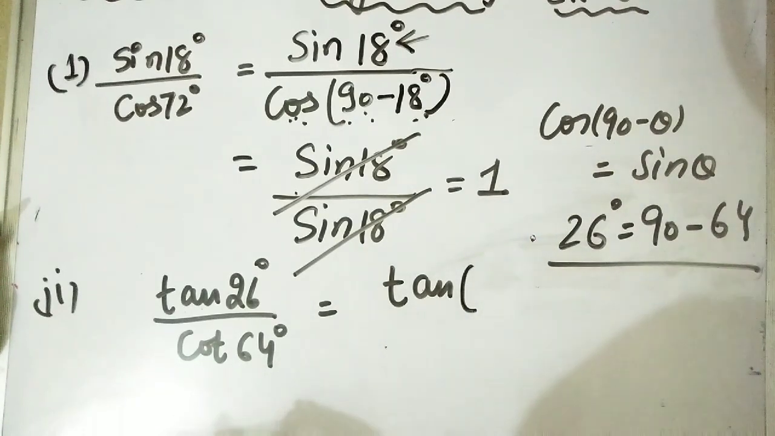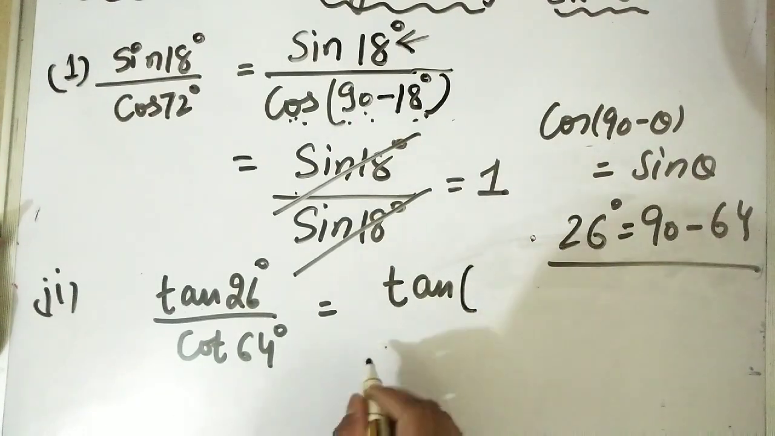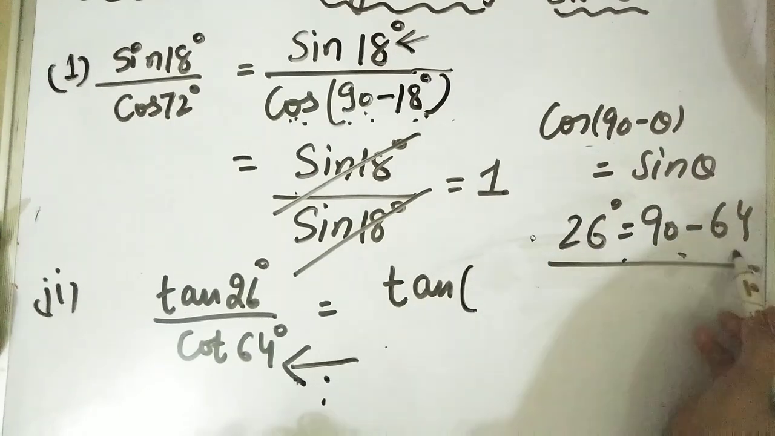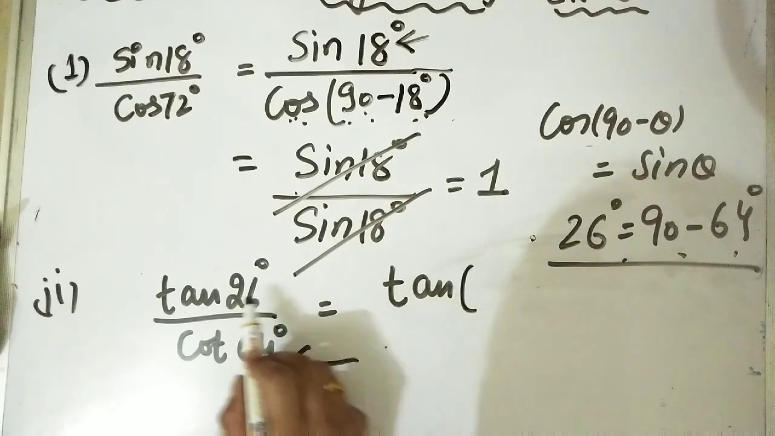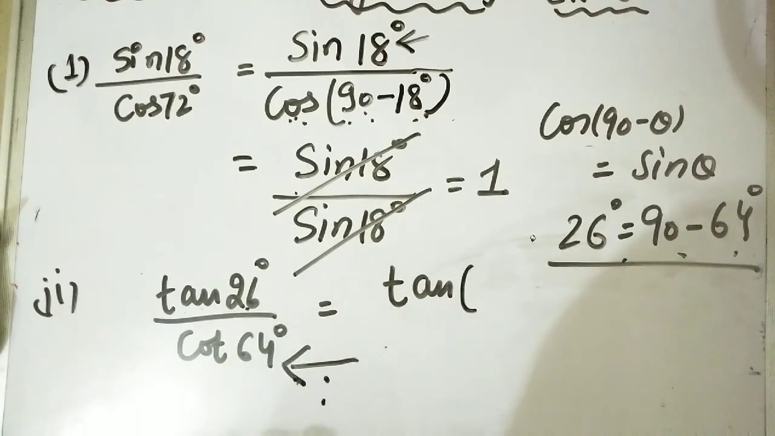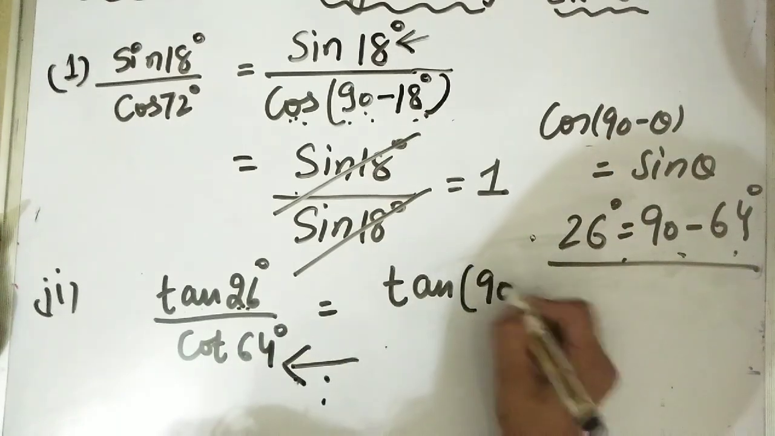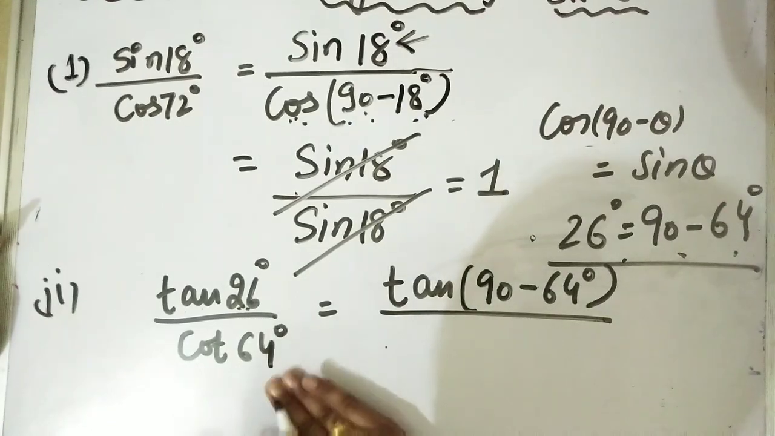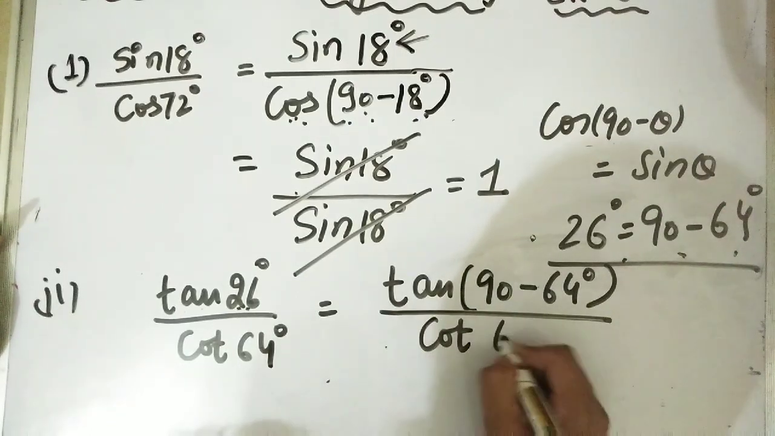The hint you can get from this step, 64. The question is already in a form that you can convert easily, right? So 26 can be written as 90 minus 64 degree. I am converting 26, very carefully, as 90 minus 64, and the denominator is as it is.